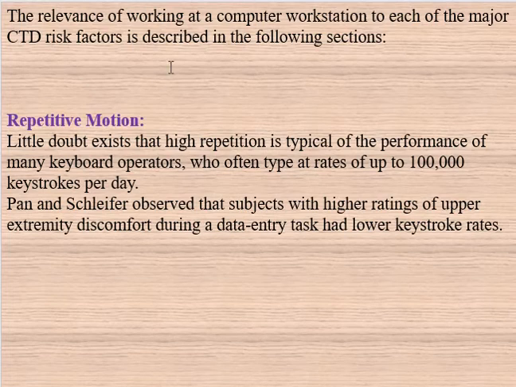The relevance of working at a computer station to each of the major CTD risk factors is described in the following sections. Repetitive motion. High repetition is typical of the performance of many keyboard operators, who often type at a rate of up to 100,000 keystrokes per day. Penn and Shelfer observed that subjects with high ratings of upper extremity discomfort during the data entry task had a lower keyboard score rate.